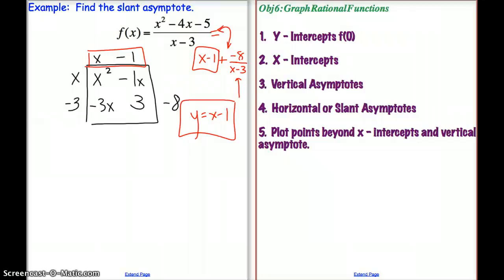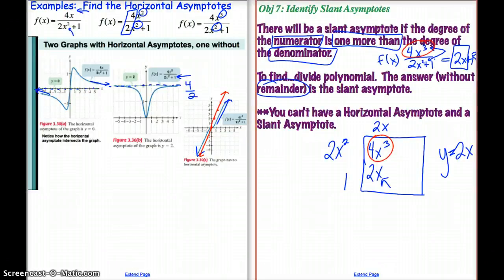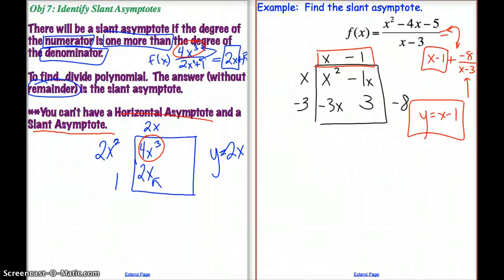So we've already found the slant asymptote for the first example here. Y equals x minus 1. We know there's no horizontal because from the previous instructions we see that you can't have a horizontal and a slant asymptote at the same time. It's either one or the other, or it's neither.